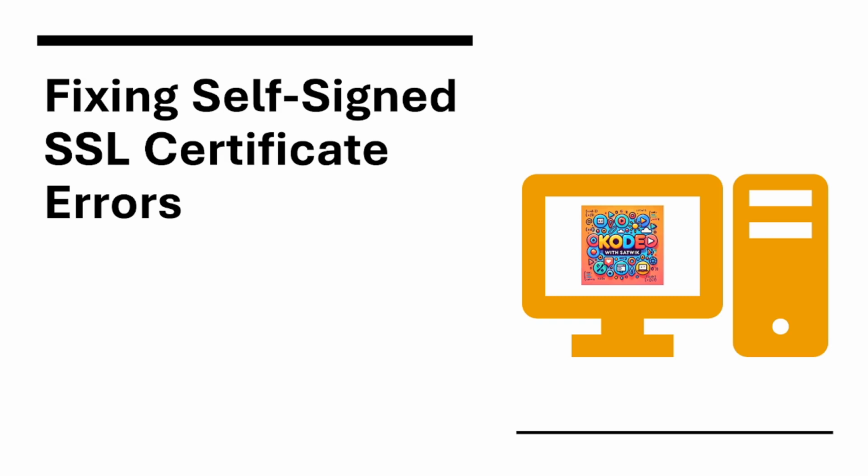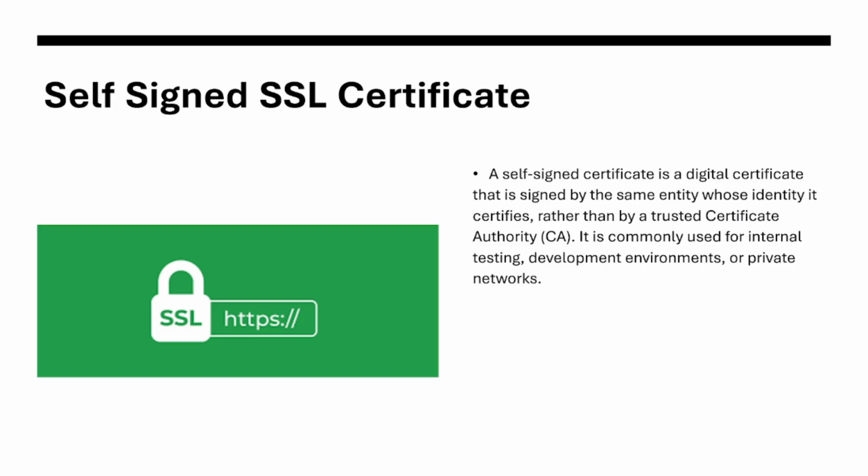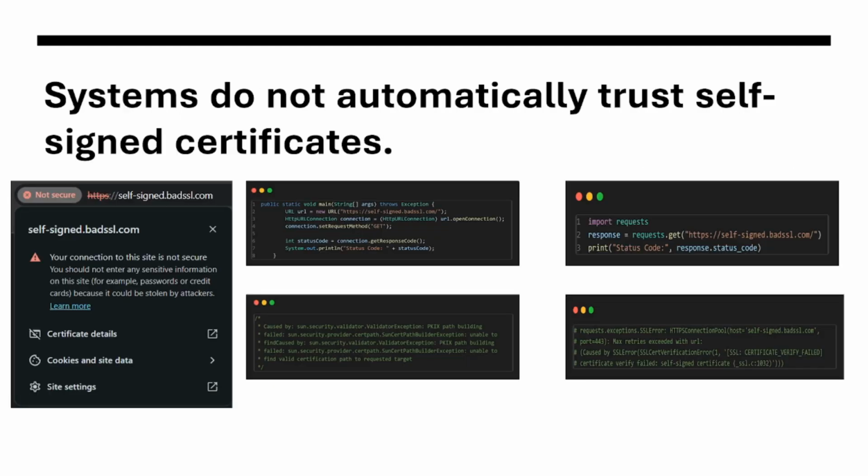Let's get started. What is a self-signed certificate? A self-signed certificate is an SSL certificate that is signed by the same entity that created it. Usually, certificates are issued by trusted certificate authorities like DigiCert, GlobalSign, Let's Encrypt, or your company's internal CA. But in development environments or local testing, we often generate our own certificates using OpenSSL or keytool because we sign them ourselves. They are called self-signed certificates.